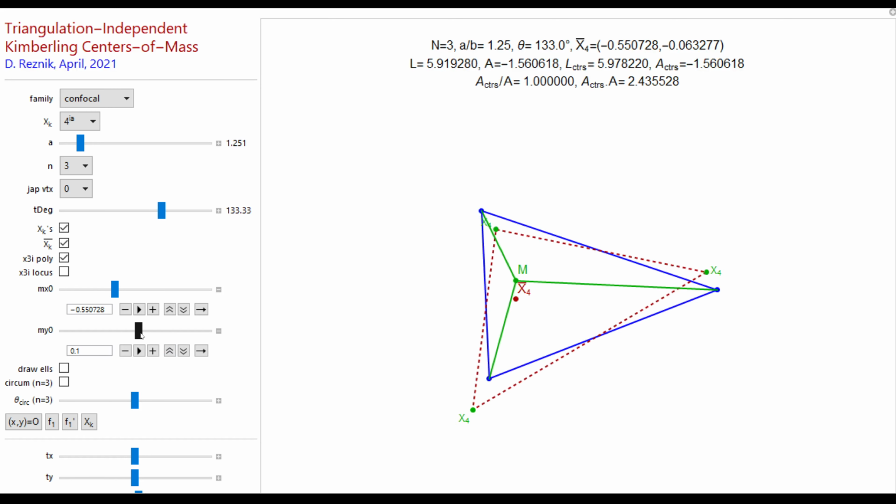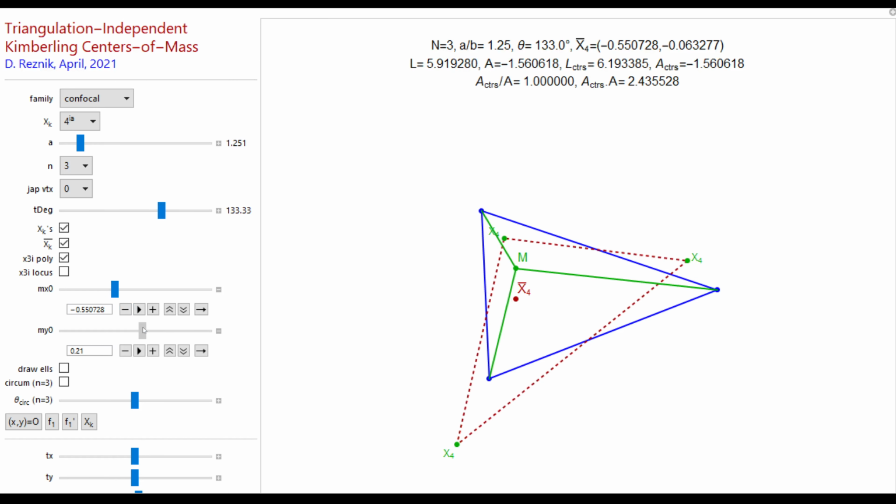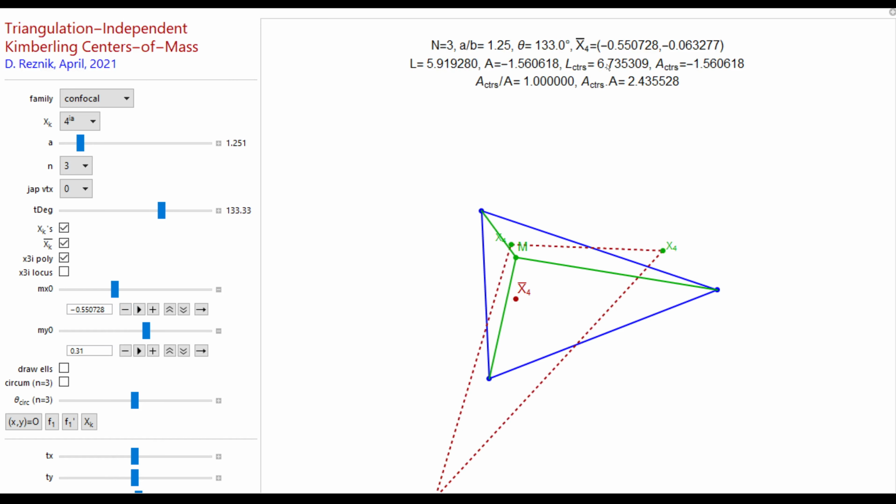Okay, now the phenomenon that I want to show in this video has to do with the perimeter of this family of triangles as I vary my M. Now you can see here that the perimeter is being reported, and the perimeter of the original blue triangle is 5.91, and the perimeter of this dashed red triangle looks like it's a little larger, 5.97. So if I move M further out, you can see that the perimeter of the red dashed triangle is growing. It's now at 6.7.